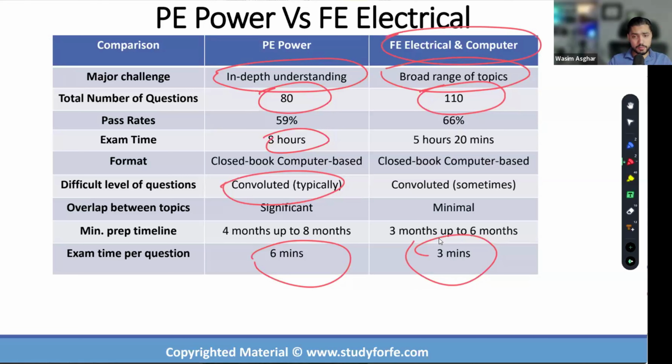The good news about the P-Power exam is that there's significant overlap. We only have 4 sections to deal with, and then each section has subsections. Section 1 has 3 subsections. Section number 2 has 2 subsections. Section number 3 has 2 subsections. And section number 4 has 2 subsections. So overall, we are looking at basically 9 subsections, if you want to look at it that way.